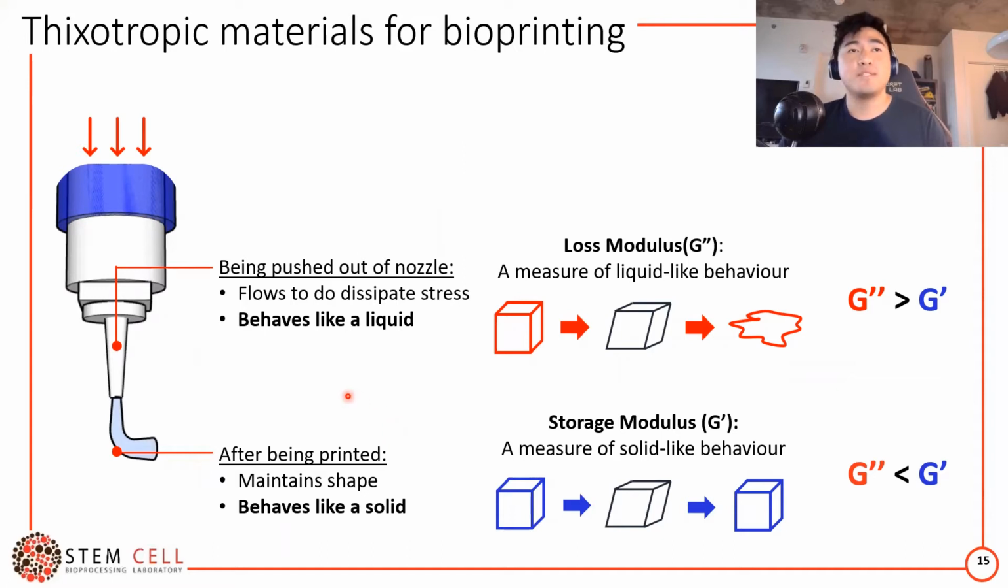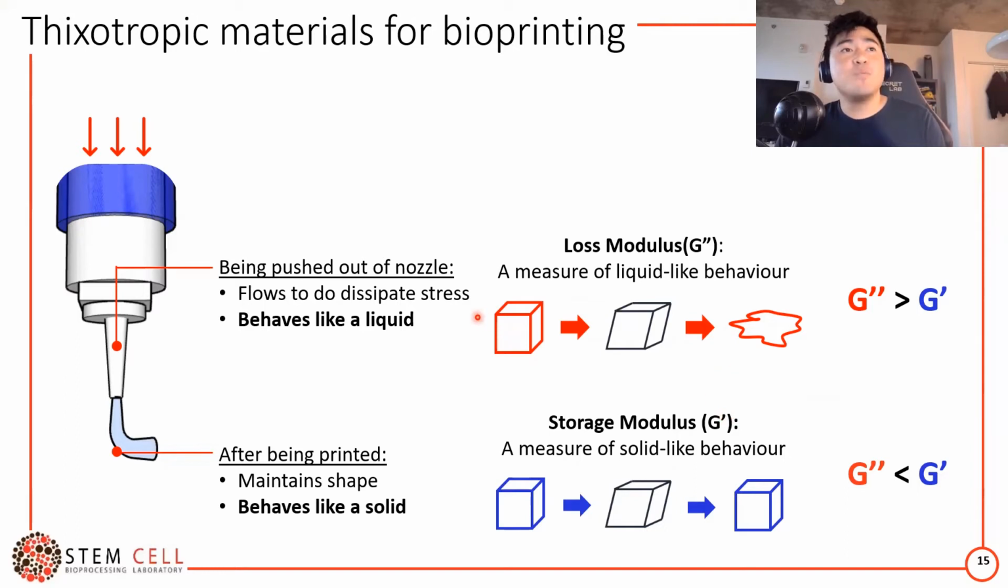So this is what we call a thixotropic material, and how we are able to determine that we have achieved one, or that we are studying one, is through two moduli. So what I'm talking about is the loss modulus and the storage modulus. The loss modulus is a quantitative description of the liquid-like behavior, and the storage modulus is similar, but for a solid. Now, both of these moduli can be measured using oscillatory rheometry, which is what we do a lot in our lab.